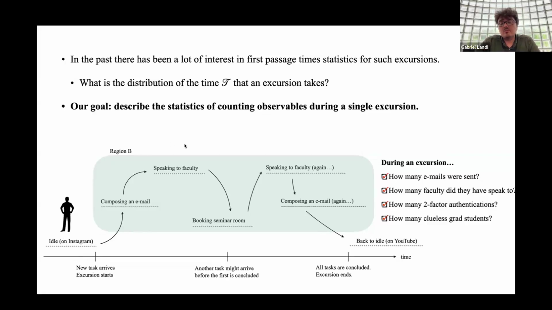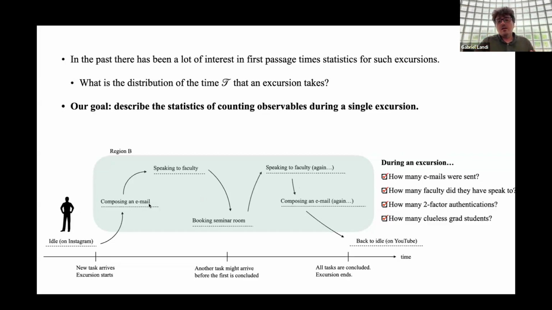This person starts doing something, maybe booking a colloquium or something. So composing emails, speaking to faculty, booking seminar rooms and so on. Maybe in between, another task might arrive and so on. But then eventually, the administrator will come back to idle, right? And this concludes the excursion. And so the question that we're interested in is how to describe counting observables at the level of single excursions. That's really the original thing that we started thinking about.